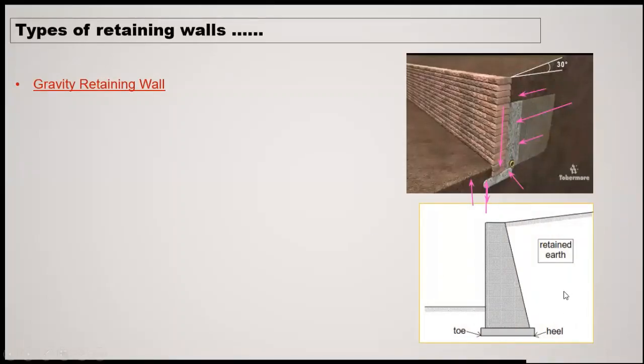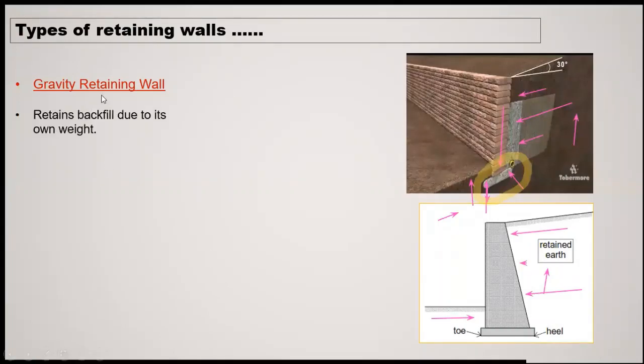And the schematic diagram will be like this. This is the retained material, shown like this. This is the retaining wall. It may be vertical or it may be inclined. In the upper photograph it is vertical, and in the second photograph it is slanted. So this is the toe, the heel, and this is the material above the toe. It is applying pressure to resist movement, and this back side is applying pressure due to the retained material. So what is a gravity retaining wall? It retains the backfill due to its own weight.